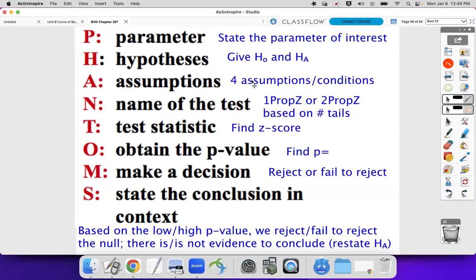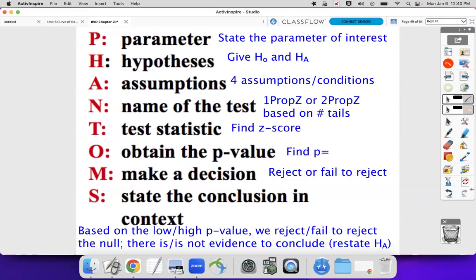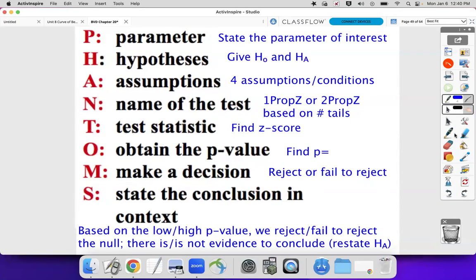The assumptions, you're going to have 4 assumptions and conditions. We're going to work off proportions, assumptions, and conditions. And you're going to have either a 1 prop or a 2 prop test based on how many tails you have. A 1 prop is using a greater than or less than symbol. A 2 prop is using the not equal to symbol. And then we're going to find the z-score, find the p-value using the z-score, and then reject or fail to reject the null.